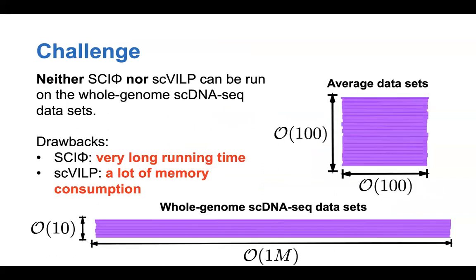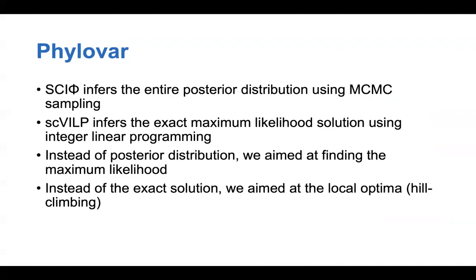We know that both methods work well on average-size datasets where the number of cells and sites are in the order of hundreds. But when running them on whole genome single-cell sequencing data with a small number of cells and a large number of sites, they face scalability issues. SciPhy takes a long running time to process the data, and SCVilp requires a lot of memory. We are interested in designing a new method that scales up to such datasets.